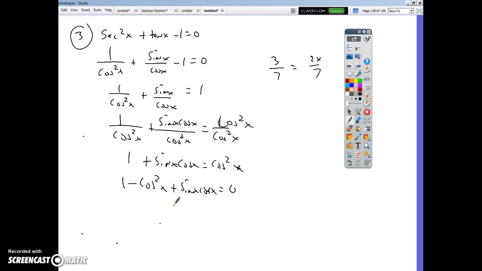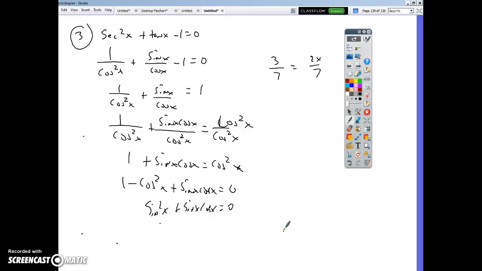Option 2: 1 minus cosine squared is what? Sorry, sine squared. But that's the same thing. Oh, is it an identity? Right, 1 minus cosine squared is sine squared. Now, can I factor this one?